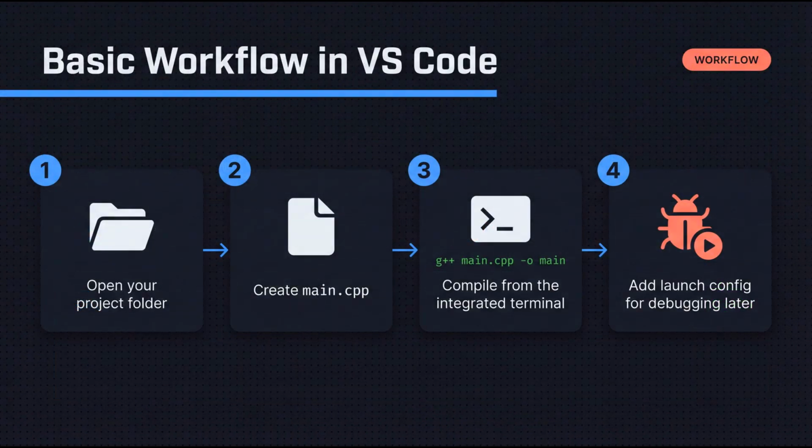Here's the basic workflow once VS Code is set up. Step 1. Open your project folder. Use File, Open Folder, and point it at the directory containing your source files. Step 2. Create a file called main.cpp. Step 3. Compile from the integrated terminal. Open the terminal with Control backtick and use the same compile commands you learned in the Getting Started lesson. G++ or CL with your warning flags and the -g flag for debug symbols.